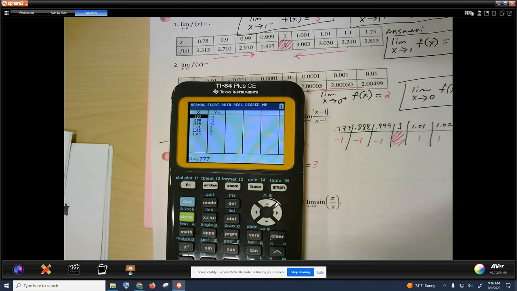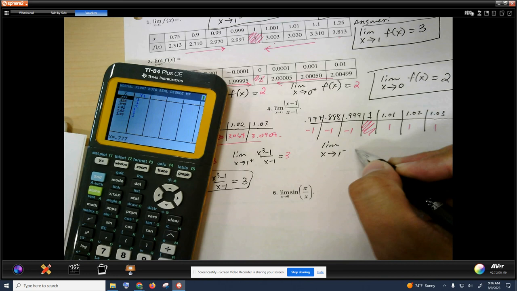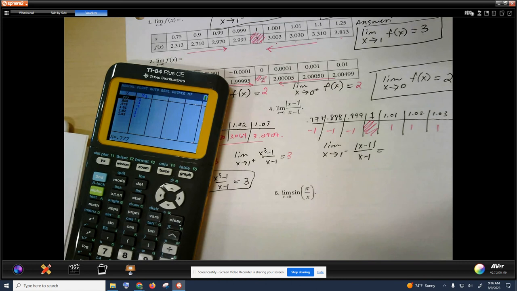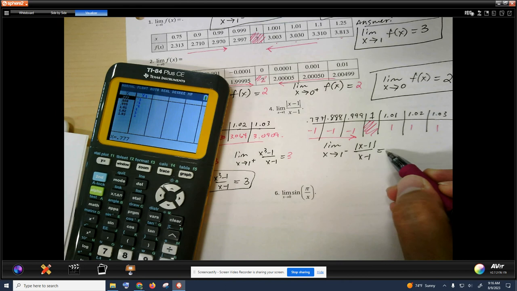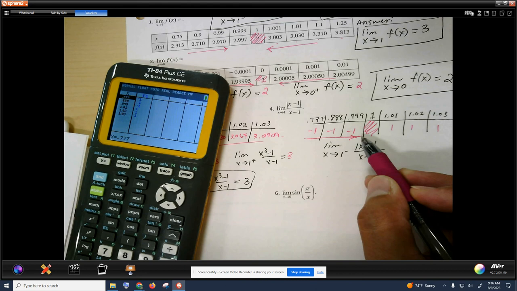Okay, so now we're going to check if the limit exists. We're going to check from the left of our absolute value function. And from the left, Mika, where are we getting to? What does the y value look like it's going to go to? What does your gut feeling tell you? Just a guess. I guess negative 1. Negative 1.